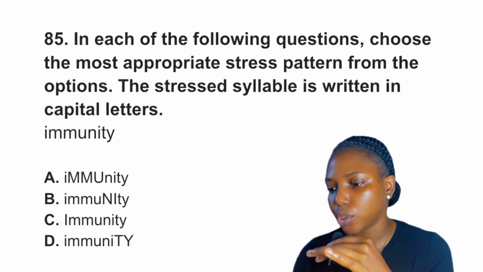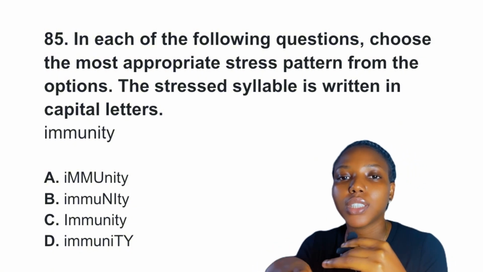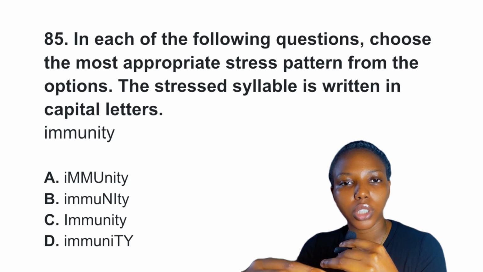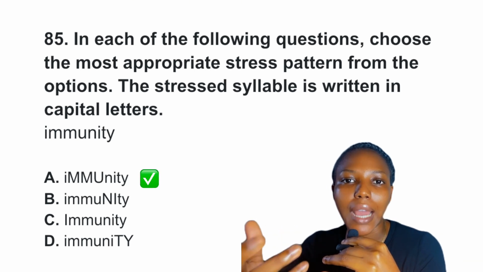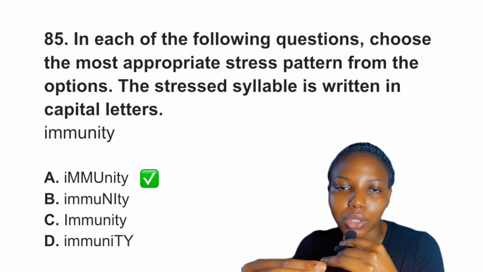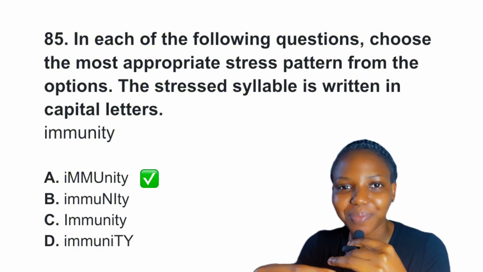Question 85. So still under word stress, the word is immunity, and immunity has a stress on the second syllable. So the word is gotten from immune. Okay, so immune is stressed on the second syllable, and so we see that ity in this word immunity does not affect the stress. Okay, so that makes option A the best answer to this question.